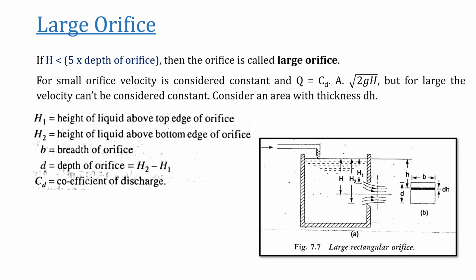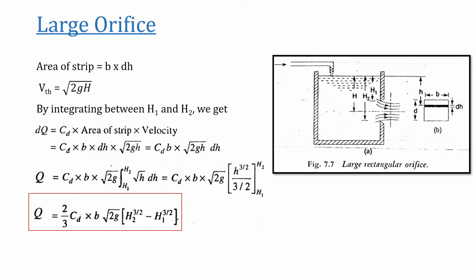So in order to incorporate the variation of velocity for the large orifice of width b and depth d, let's say h1 is the head of fluid causing flow from the top edge, and from the bottom edge the head is h2. Let's consider a small strip of thickness dh, and head of water causing flow from this strip is small h, and CD is the coefficient of discharge.